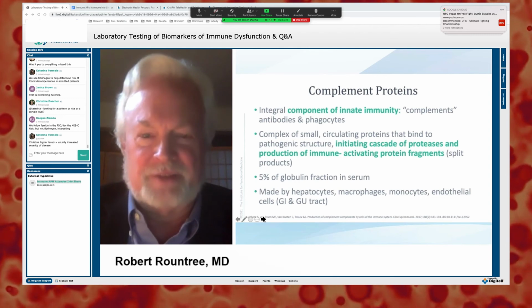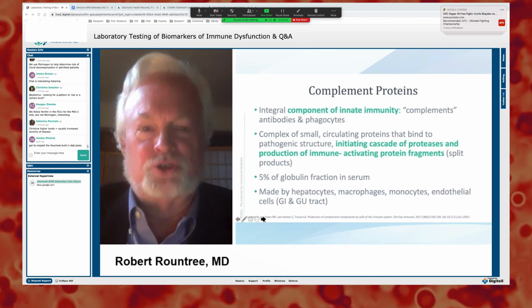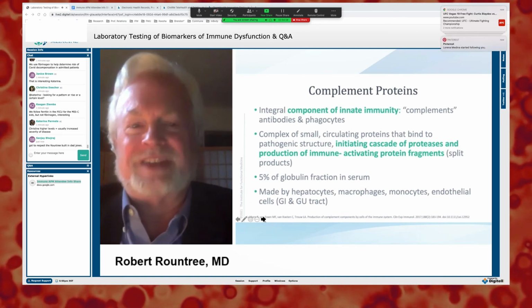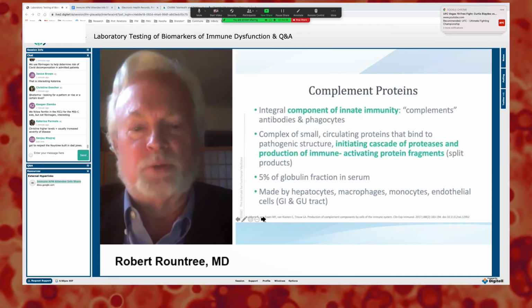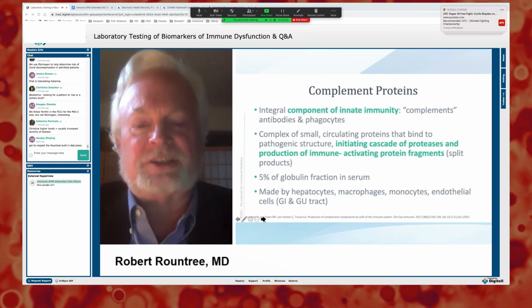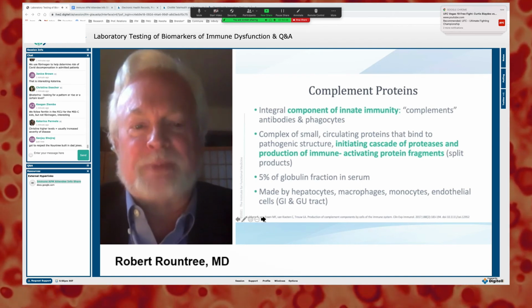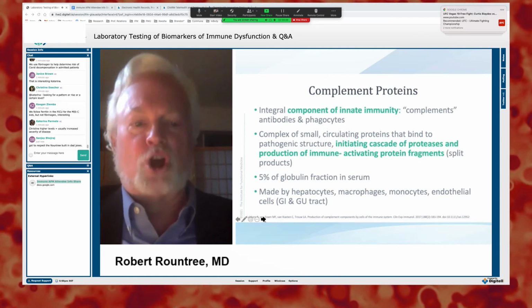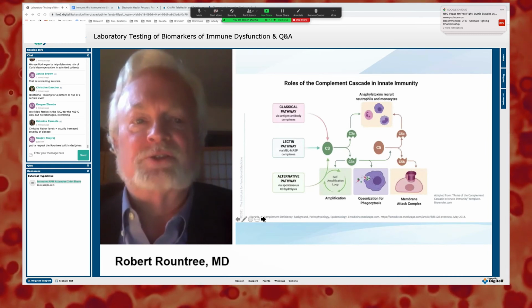So PAMPs, as I've mentioned, PAMPs can activate complement and immune complexes. Those are the two things I want you to remember. Pathogen-associated molecular patterns and immune complexes can activate complement. And when you activate complement, it splits apart. It splits into fragments. And those fragments are highly inflammatory. So you go from these inert large proteins to these inflammatory fragments.